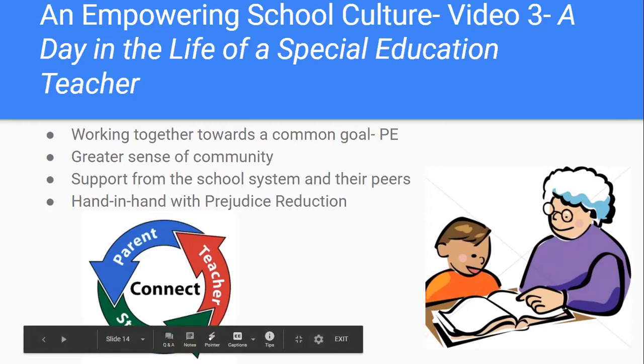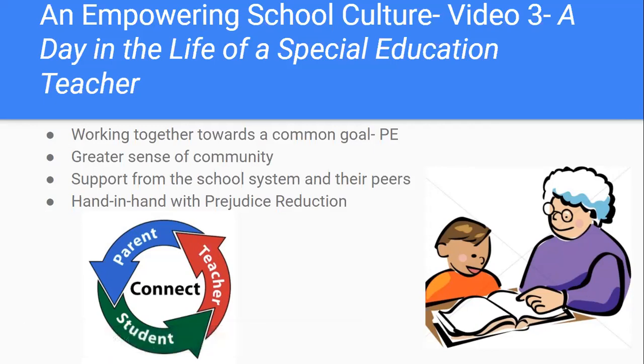And as seen in this example, empowering school culture can go hand in hand with prejudice reduction as well, as a lot of the groups in this video were heterogeneous and very diverse in races. So prejudice reduction was seen as the groups in PE were diverse.